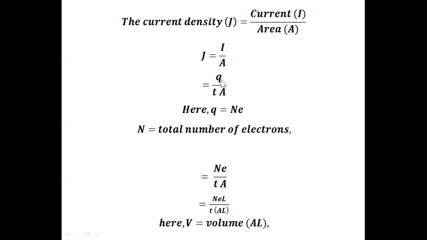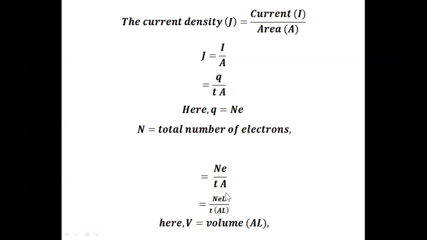And we know that current is defined as charge per unit time, that means Q by T. We also know that the total charge present in a given area is nothing but N into e. N represents the total number of electrons, e represents the charge of the electron. Q is equal to N into e, which represents the total charge. So substitute Q is equal to N e. We will get N into e by T into A.